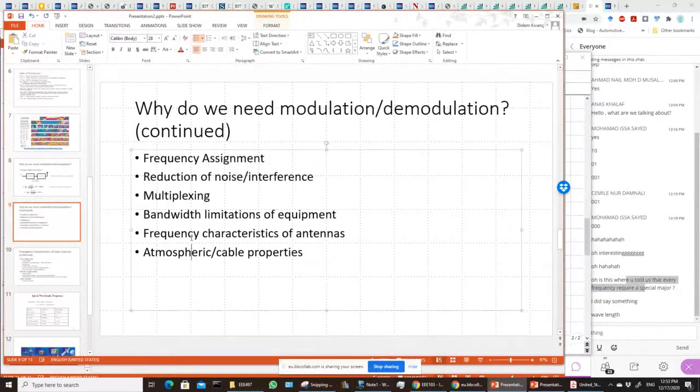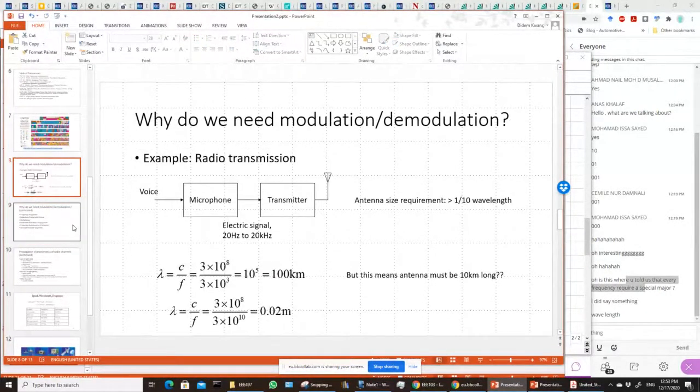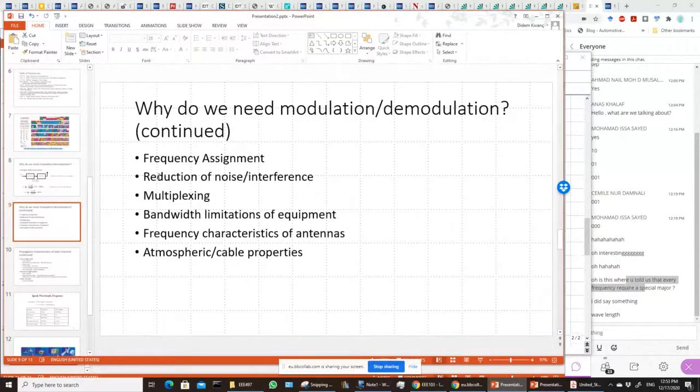The idea is, yes, frequency characteristics of antennas are different, and atmospheric and cable properties too. Like I said, you need a smaller antenna at higher frequencies, so that's helpful, and you can reduce noise and interference. We're going to get into that a little bit; I'll talk about that in a while. Multiplexing lets multiple users transmit at the same time, and you can use frequency assignment for different applications and different users. You can have different frequency ranges, right?